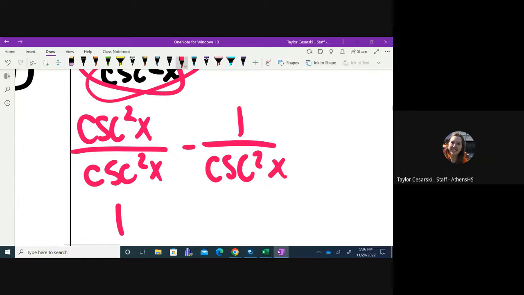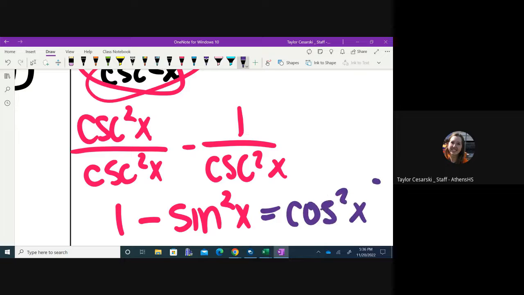Well, that first term will just be 1, and then the reciprocal of cosecant is sine. So I get 1 minus sine squared of x. Again, I don't want to leave it like that because I know what that is. That is cosine squared of x.